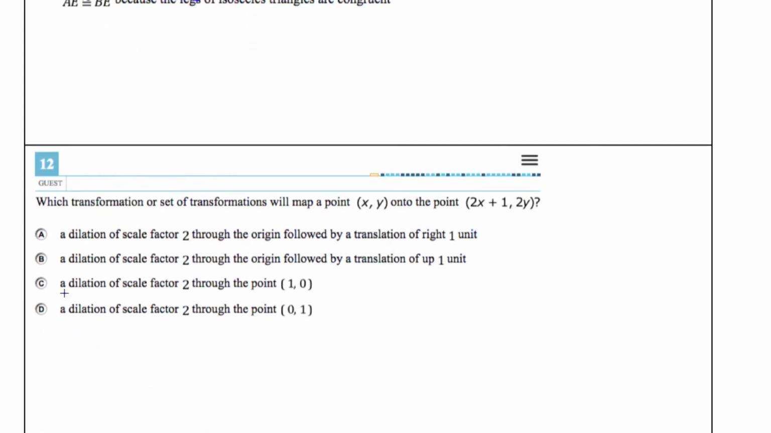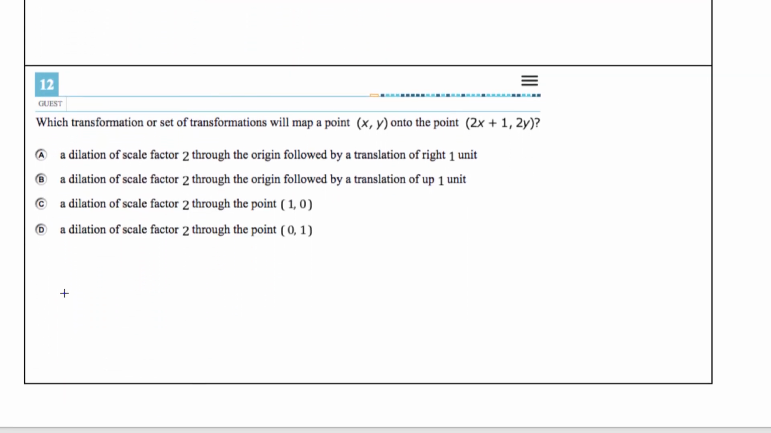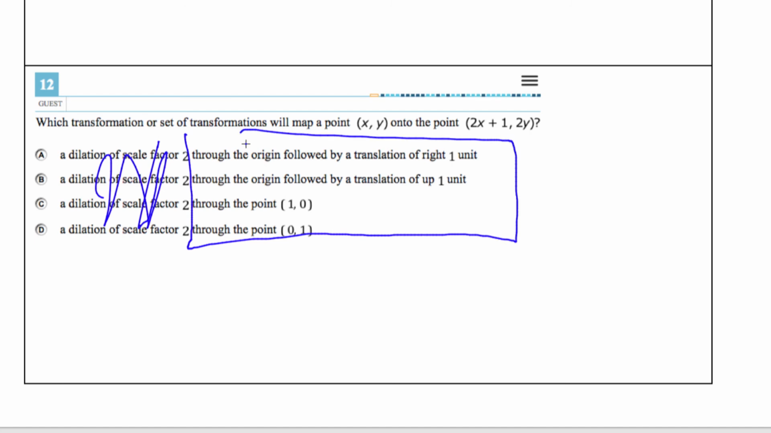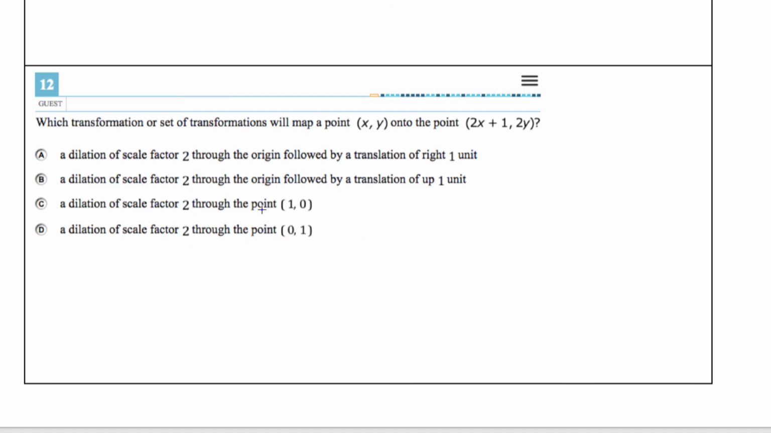And our final example, which transformation. We need to scale up by a factor of 2. So which of these says scale factor of 2? Oh, they all say scale factor of 2, and that doesn't really help us much. All of this stuff is the same, so ignore that. These are the things that are different. Okay, so it's dilation through the point (1, 0) or through (0, 1).